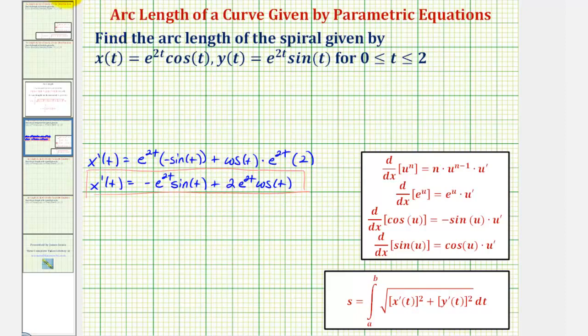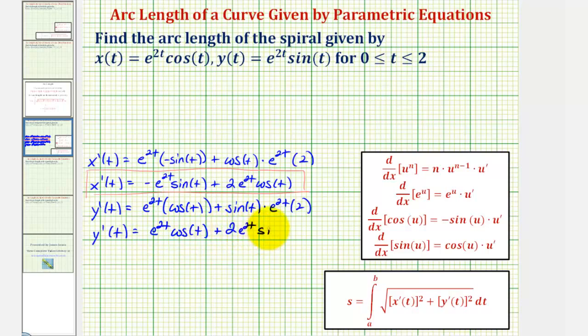So y prime of t also requires a product rule. So we'd have the first function, e to the 2t, times the derivative of the second function. The derivative of sine t is cosine t, plus the second function, sine t, times the derivative of the first function, or the derivative of e to the 2t, which is e to the 2t times 2. Again, simplifying, we have y prime of t equals e to the 2t cosine t plus 2 e to the 2t sine t.